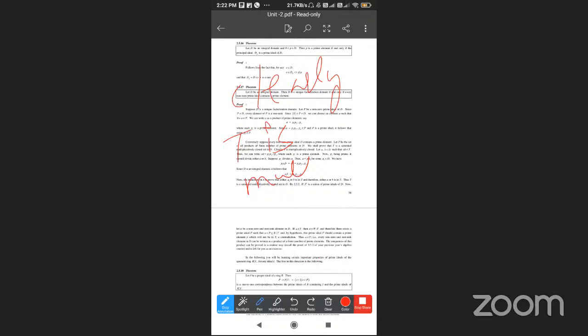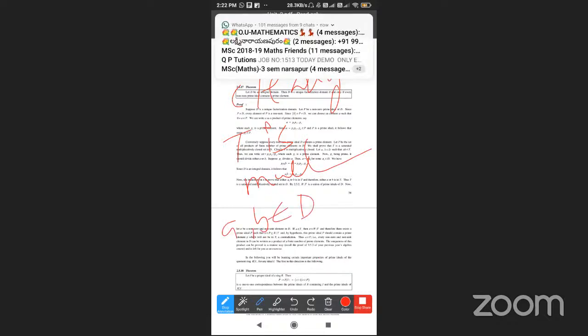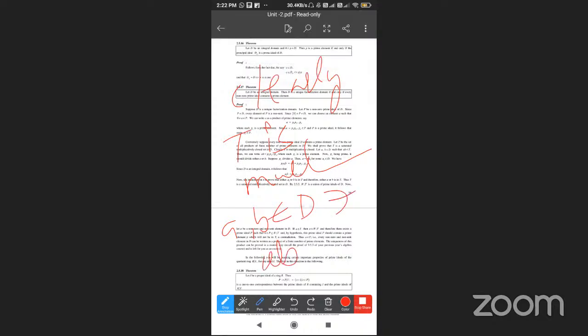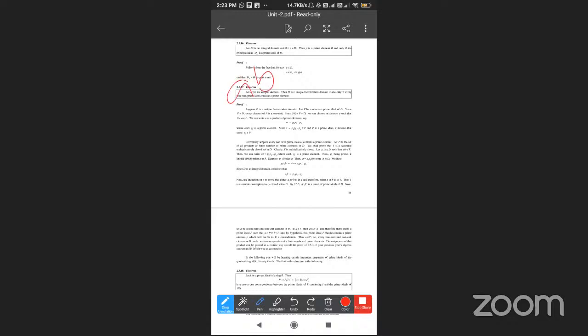This is a closure property. Let a, b belong to capital D such that ab belongs to T. It is a closure property. We can write ab is equal to T. What is T? T means the set of all products of prime elements. This is ab belongs to T.